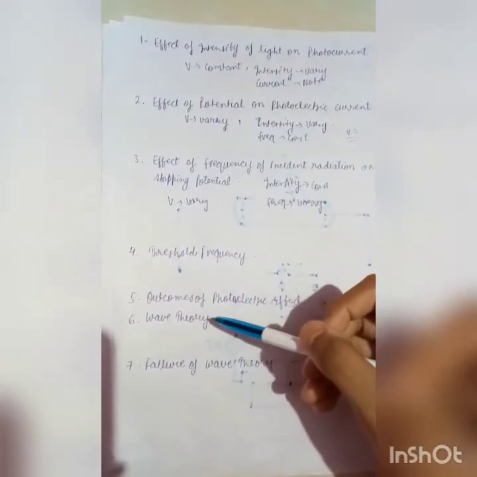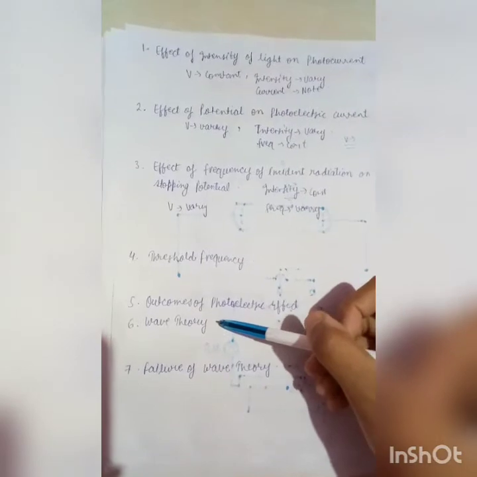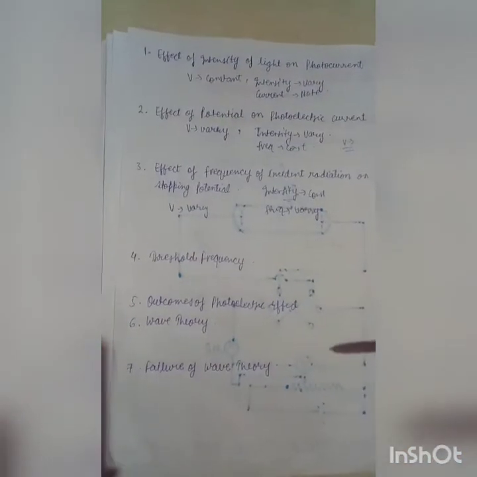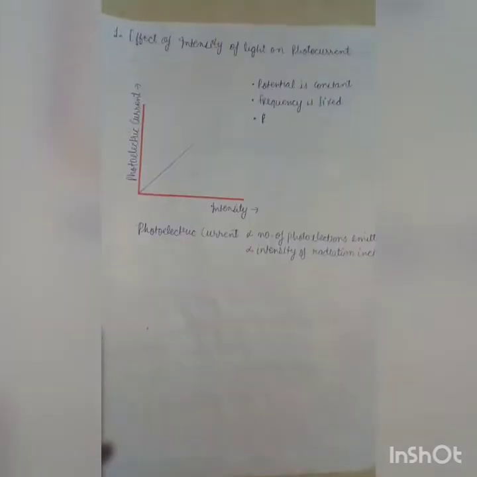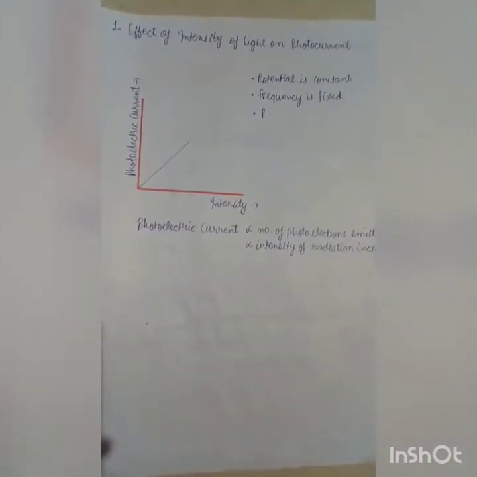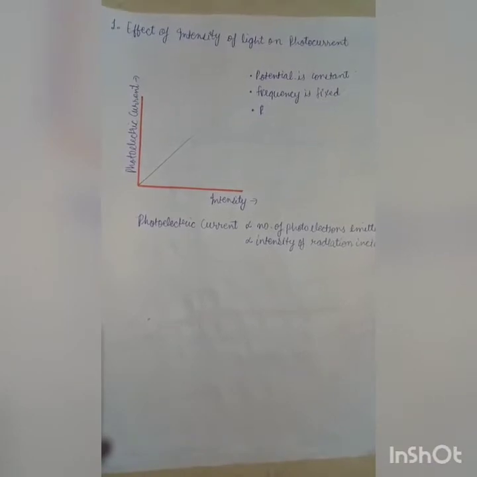Then we will try to understand this photoelectric effect through wave theory. Then we will proceed towards why this wave theory failed to explain the photoelectric effect. So here comes our first section, that is the effect of intensity of light on photocurrent.